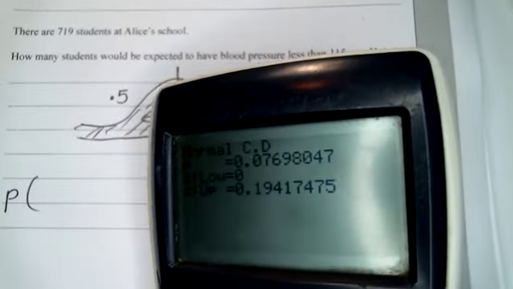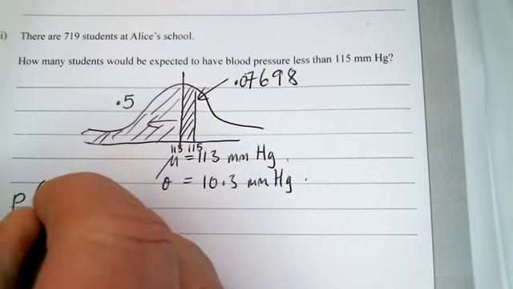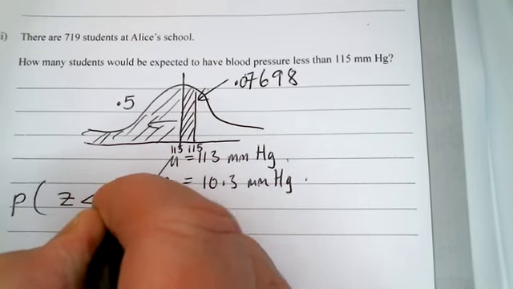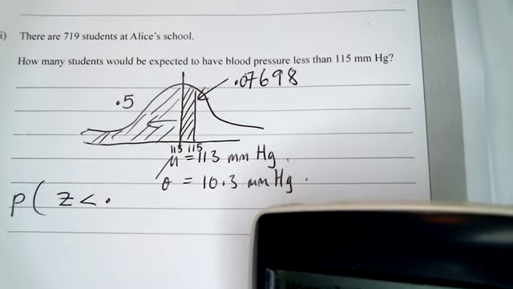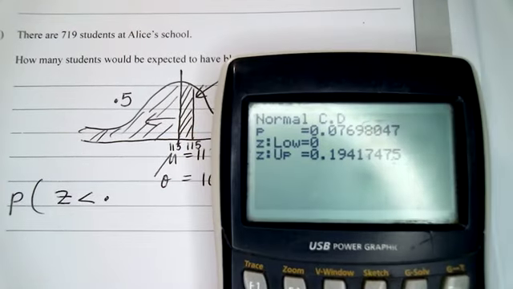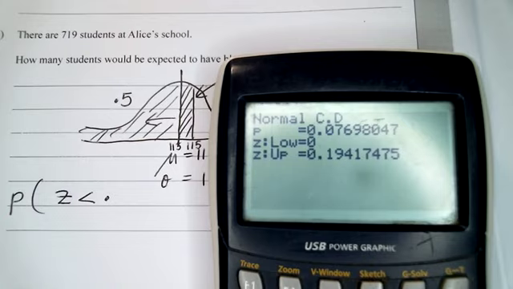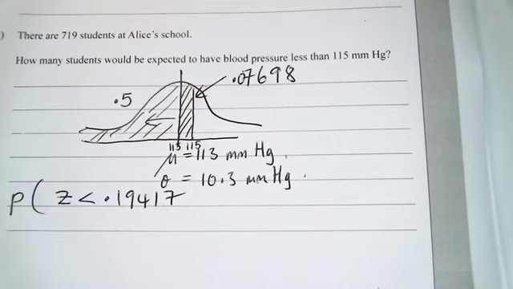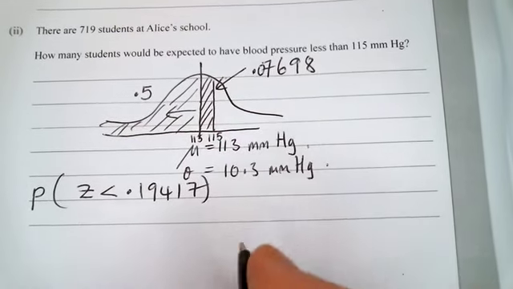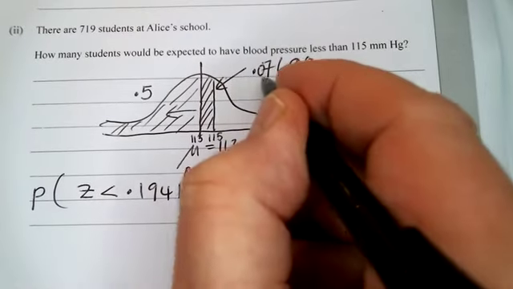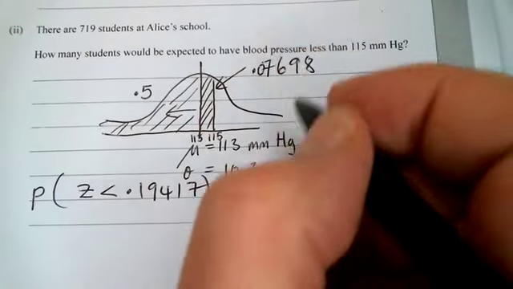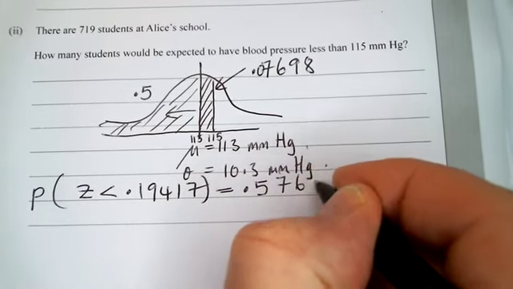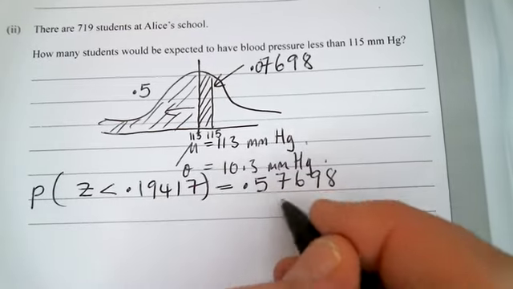The Z value is 0.19417. That is good. So that's what we're calculating. So it's going to equal this thing here plus 0.5. So it's going to be 0.5 plus that, which is 0.57698. So that's going to be the p-value.